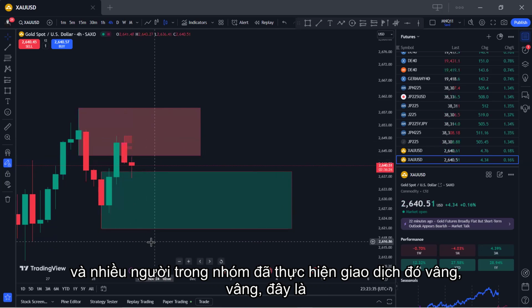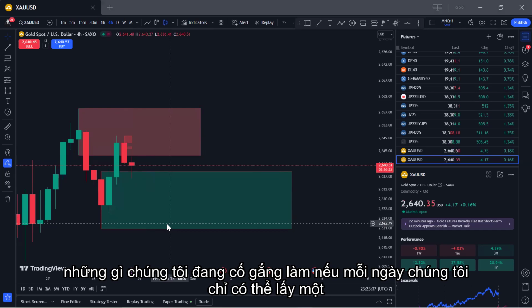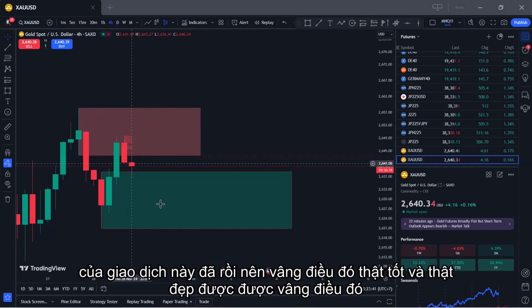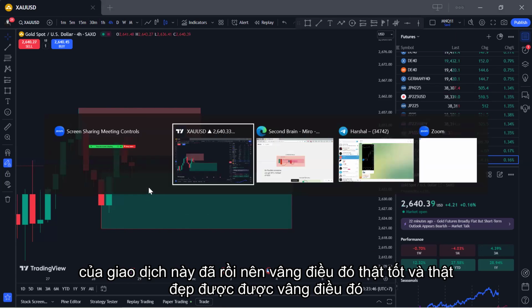So yeah, this is what we are trying to do. If every day we are able to take only one of these trades, that is already so good and so beautiful.